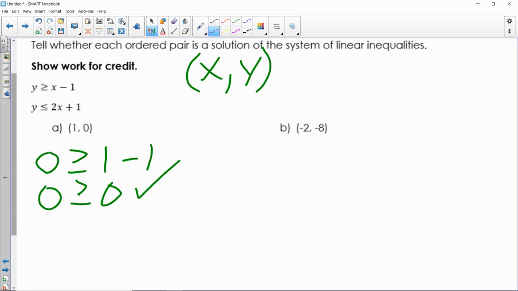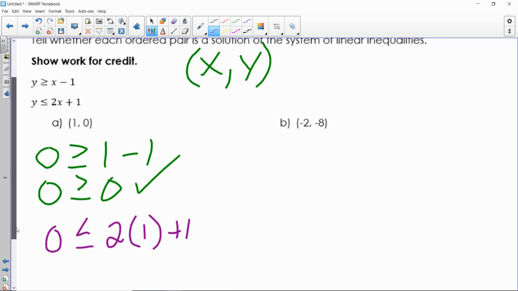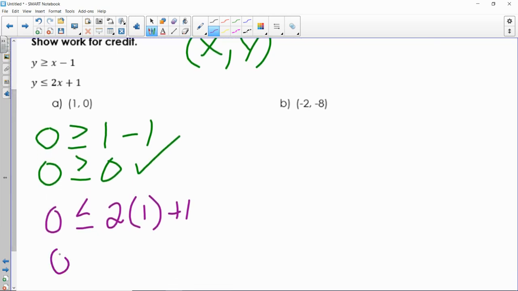For the second one, 0 is less than or equal to 2 times 1 plus 1. 2 times 1 is 2. 2 plus 1 is 3. So I have 0 is less than or equal to 3. That is true. So for A, yes, it is a solution.